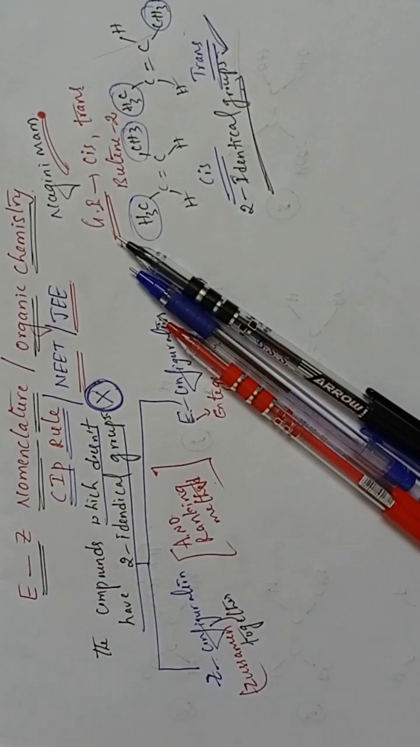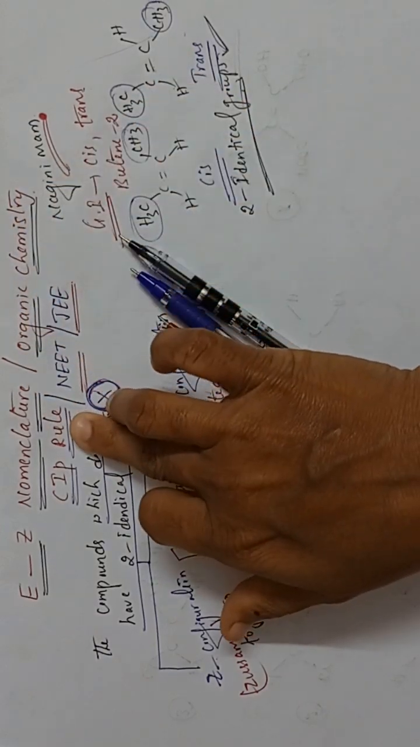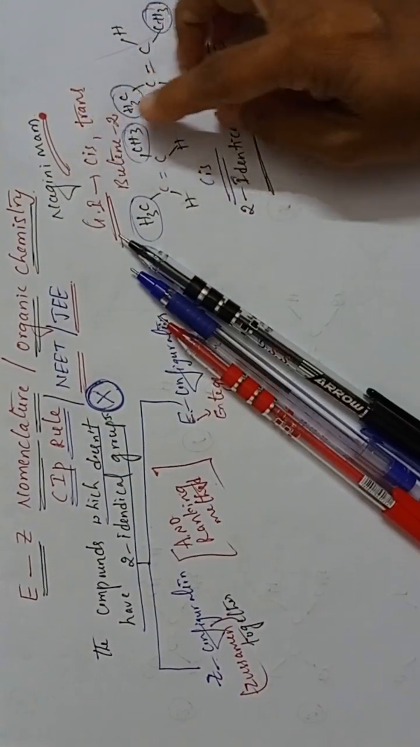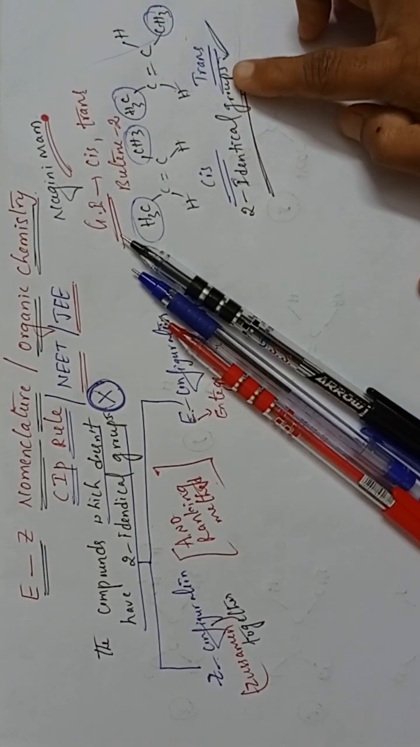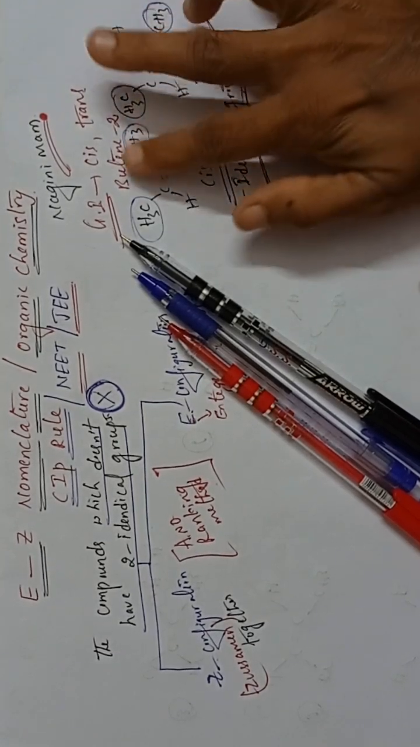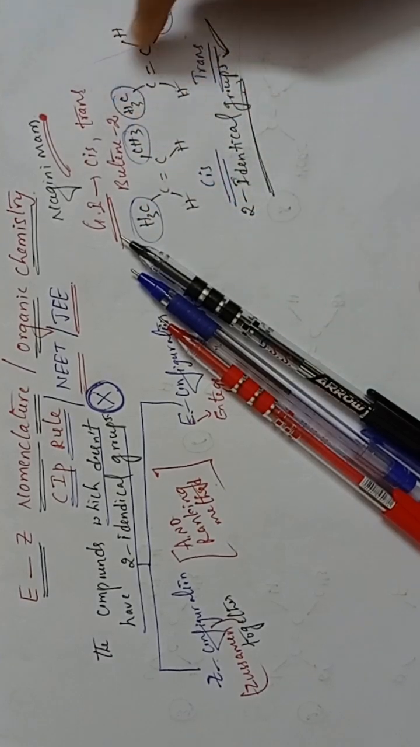In today's session, I am going to discuss EZ nomenclature, organic chemistry, the CIP rule, students. Now see here, the compounds which have two identical groups. See here, this compound butene-2 has two identical groups, CH3, CH3.